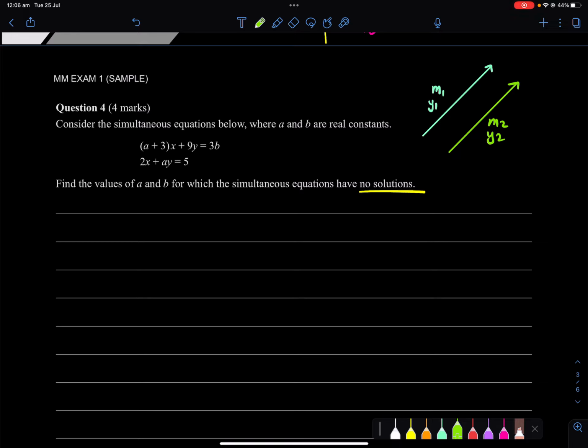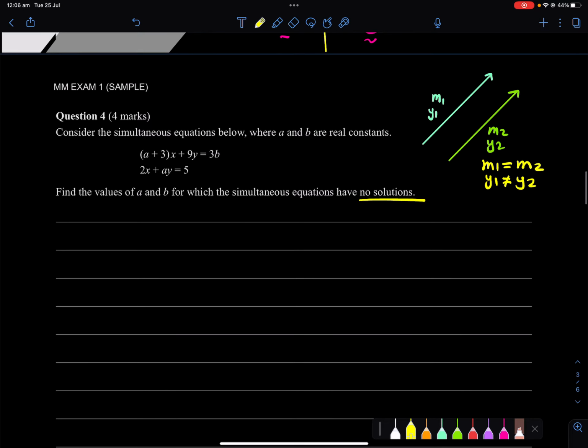So this is what we must meet. So what are the conditions? The conditions are that the gradients here must actually equal each other. But the y-intercepts do not actually equal each other. These are the conditions that must be met. So let's just try this out.